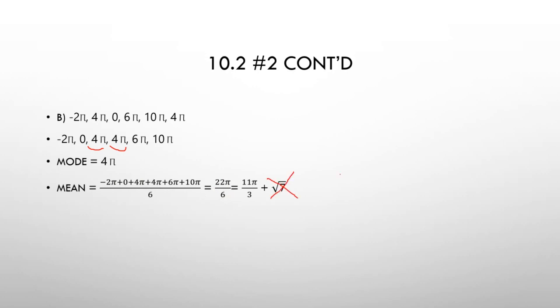There should not be a square root of 7. That's just carried over from the previous example because I copied and pasted.